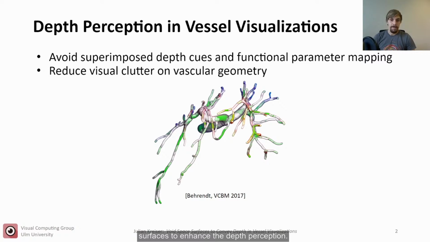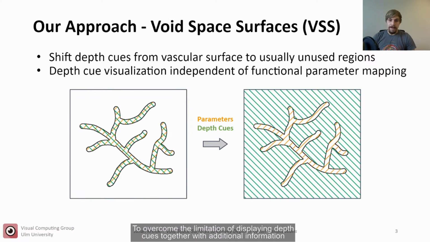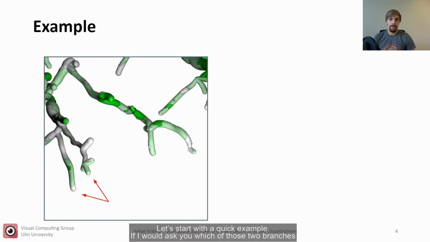To overcome the limitation of displaying depth cues together with additional information on the same geometry, like in the image on the left side here, we take advantage of the empty space, the so-called void space in our work, in between the vessels, shown here on the right side. We generate a height field, which then serves as a canvas to convey depth without having to interfere with other visual encodings on the vascular structures. To be clear about the rest of the talk, this concept is what I will refer to as void space surfaces.